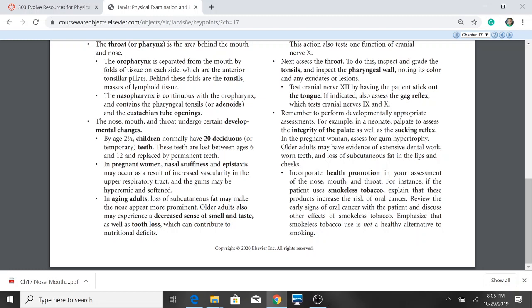For instance, if the patient uses smokeless tobacco, these products increase the risk of oral cancer. Review the early signs of oral cancer with the patient and discuss other effects of smokeless tobacco, such that smokeless tobacco use is not a healthy alternative to smoking.